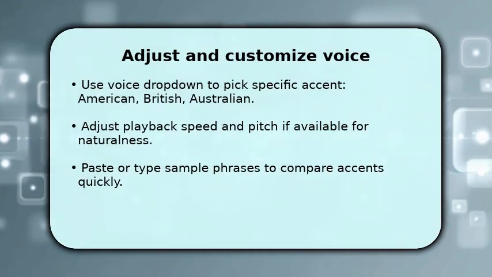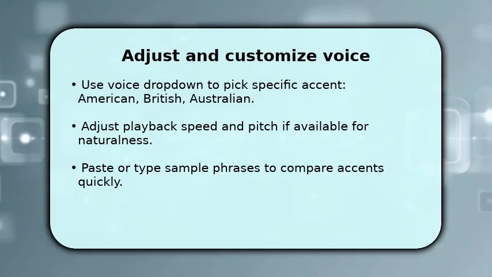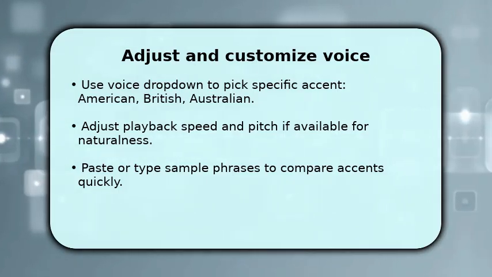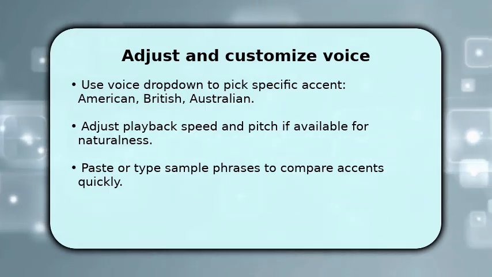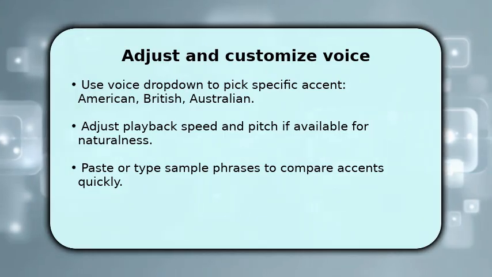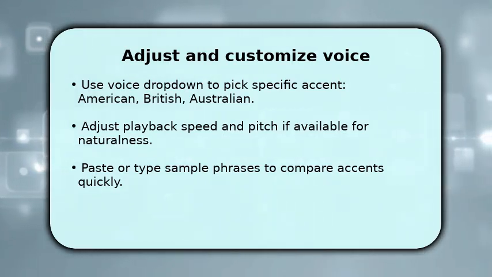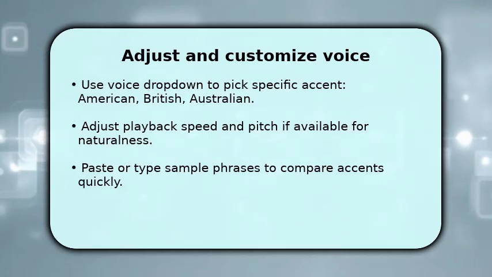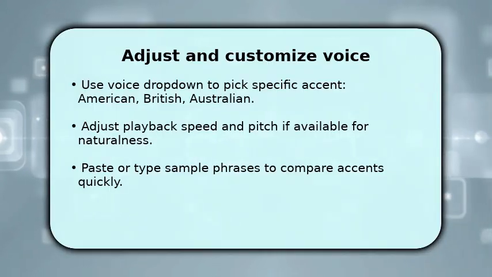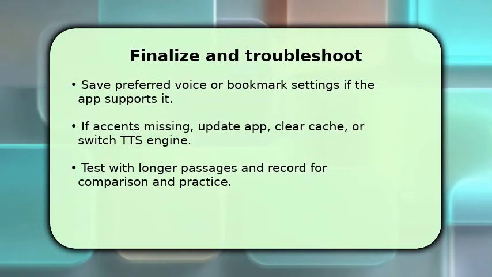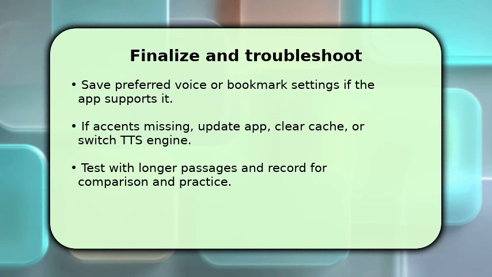Now refine how the accent sounds by changing voice, speed, and pitch. You'll choose a specific voice in the accent family and set playback speed to slightly slower for clarity or faster for casual tone. Once done, paste representative phrases, questions, contractions, and connected speech to hear how the accent handles them. Make sure to compare the same sentence across voices. That contrast reveals pronunciation and rhythm differences you want to emulate or avoid. Finish by saving or memorizing your selected voice and testing longer passages for consistency.